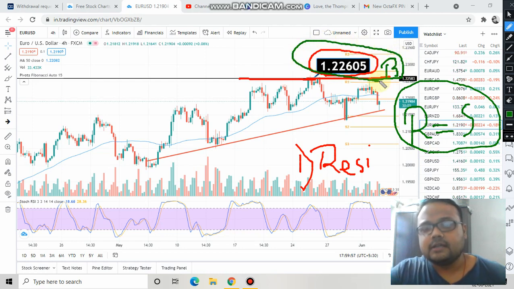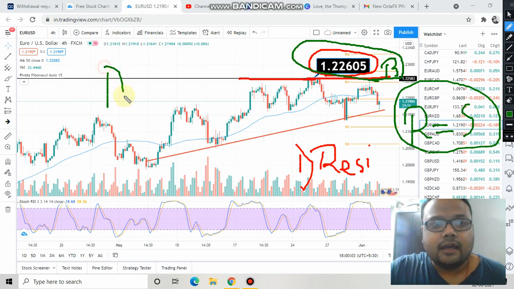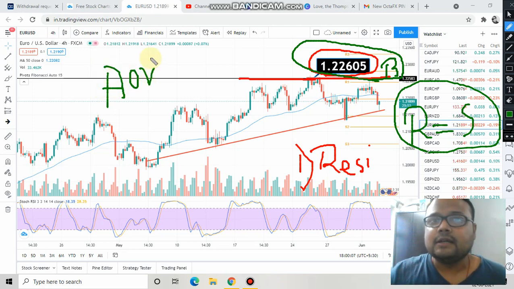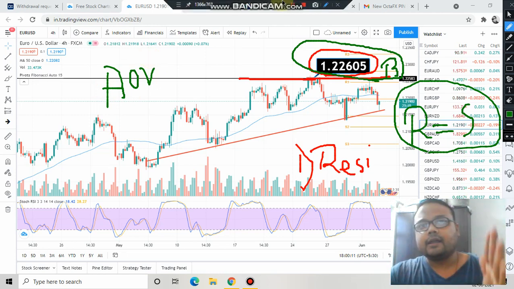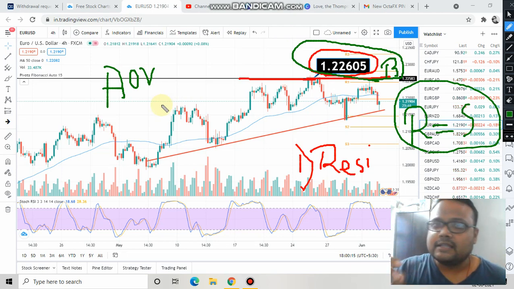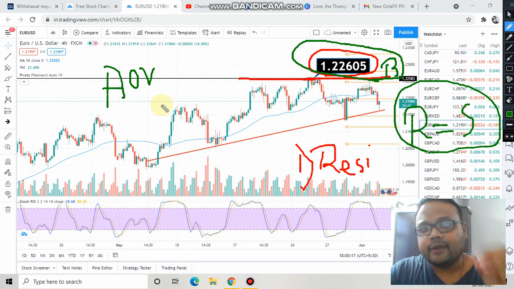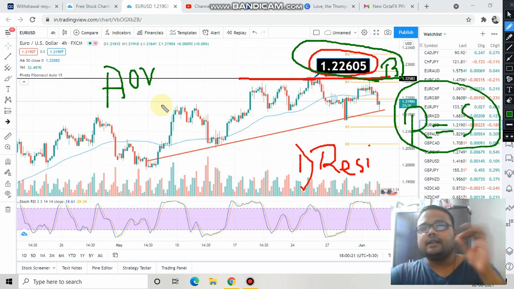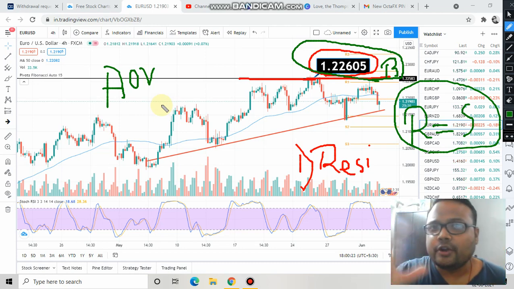above this resistance. Because if you have watched my previous videos, then you know it pretty well that I always focus on the area of value. Area of value is nothing but the best trading opportunity or the best trading spot. In an uptrend market, the area of value is always near the support. Or in simple words, in an uptrend market, the best trading opportunity is always near the support. And in a downtrend market, the best shorting opportunity is near the resistance.